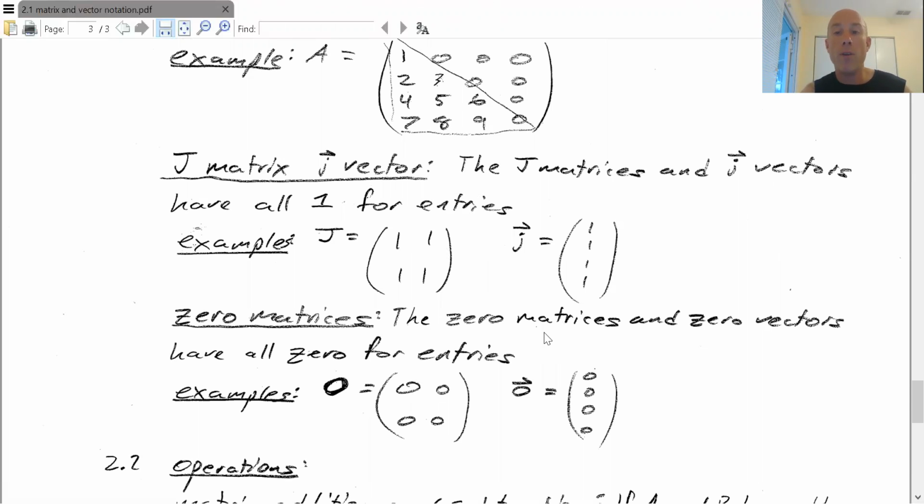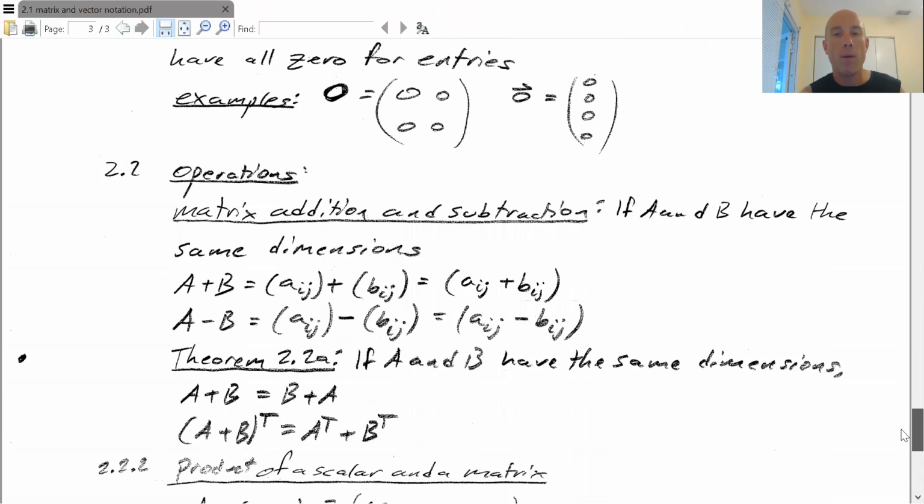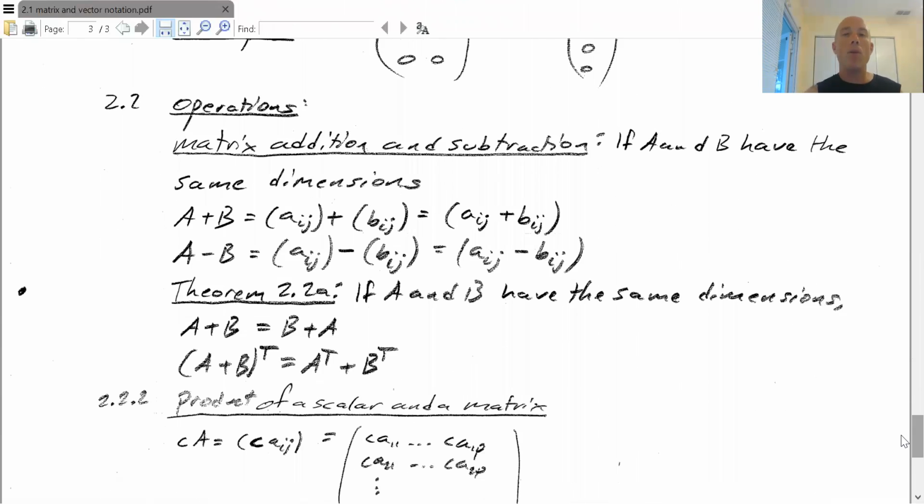Now, 0 matrices are matrices that have 0 everywhere, and the 0 vectors are vectors that have 0 everywhere. We name it that way for a reason. And the notation for the 0 matrix is like a bold 0. And I'm trying to get that a little more clear. I failed. Oh well.